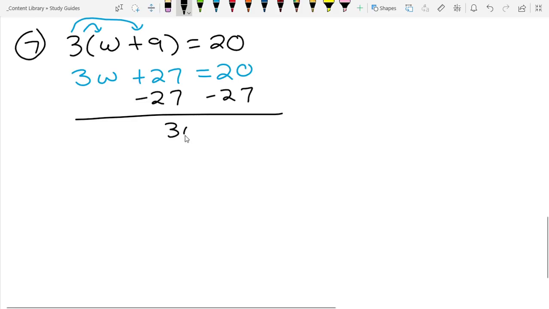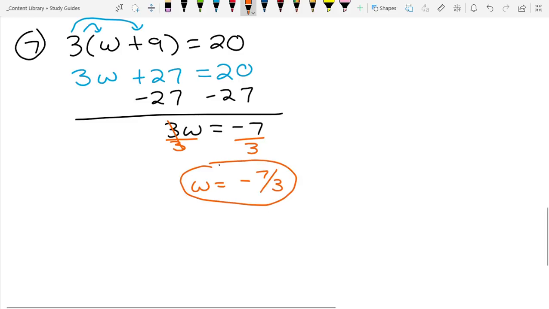So we are going to subtract 27 from both sides. So now we have 3w equals negative 7. The 3 is a multiplier, so we divide with it to cancel it out. So now we're left with just our w is equal to negative 7/3. And you can change it to a mixed number if you want to, but we don't need to because it is kind of a waste of time. Alright, on to number 8.